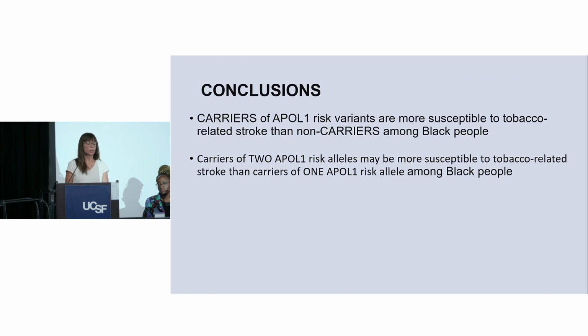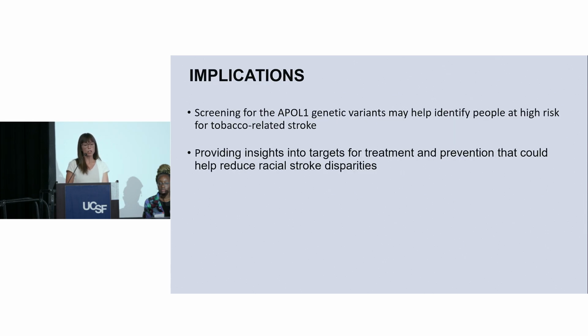So in conclusion, we can say that carriers of APOL1 risk variants are more susceptible to tobacco-related stroke than non-carriers among Black people. And it seems that carriers of 2 APOL1 risk alleles may be more susceptible than carriers of 1 risk allele. The implication of our findings is that screening for these APOL1 genetic variants may help identify people at higher risk for tobacco-related stroke. This finding could also provide insights and directions that could help identify targets for treatment and prevention that could help reduce racial stroke disparities.